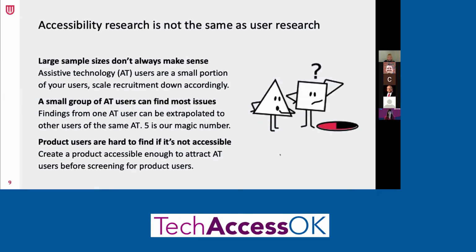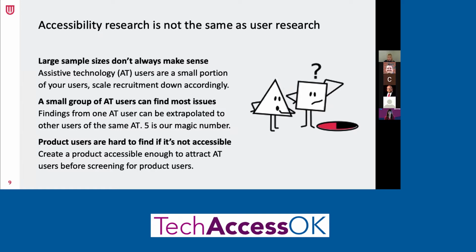So just to start off, what is accessibility research? It's quite different than user research. Some of the key differences are that large sample sizes don't always make sense. Usually assistive technology users are a small portion of your users, and you can scale recruitment down accordingly. A small group of AT users can also find most issues. Findings from one AT user can be extrapolated to other users of the same AT. So usually about 5 is our magic number.